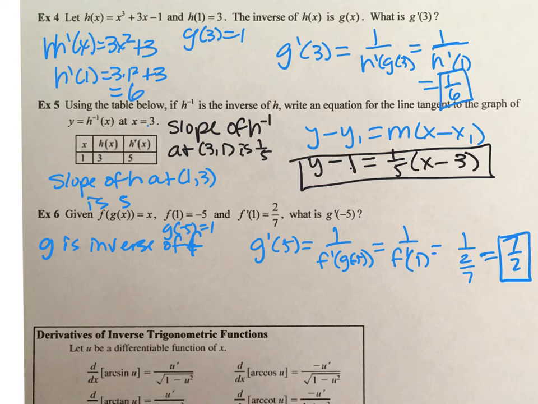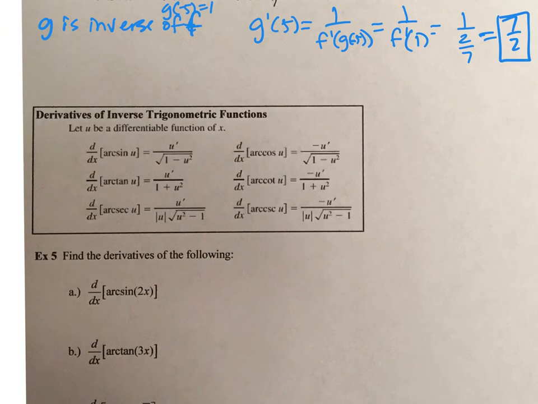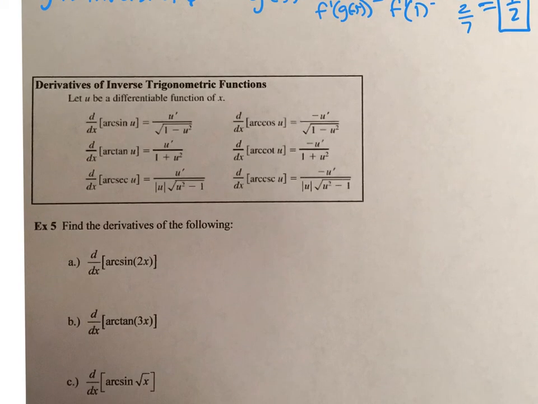Okay, so now let's take a look at derivatives of inverse trig functions. Now, let's just quickly review what an inverse trig function is. Well, let's take a look at a trig function. For example, what is the sine of pi over 6? Well, the sine of pi over 6, hopefully you have that memorized, is equal to 1/2.